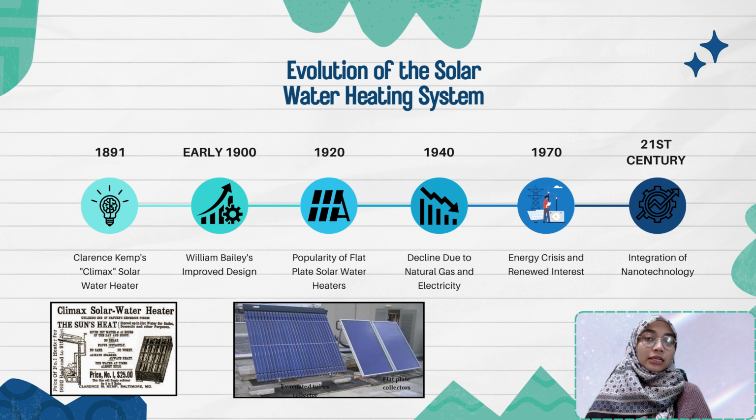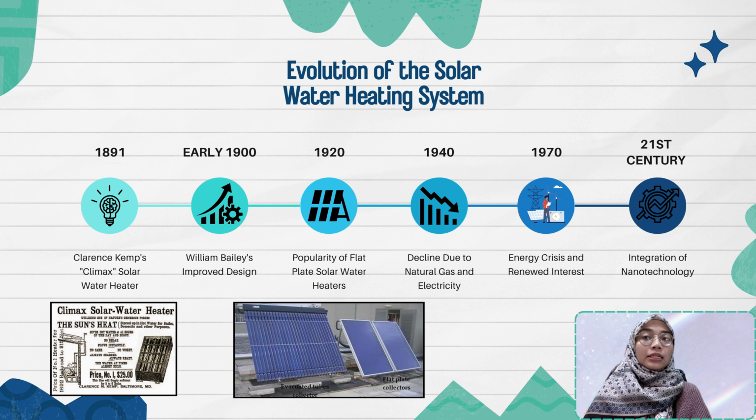Then, in the early 1900s, William Bailey revolutionized the solar water heating system by separating the water storage tank from the solar heating elements. This innovative design significantly improved efficiency and ergonomics, forming the foundations for modern solar water heaters. Next, during the early 20th century, flat-plate solar water heaters gained popularity in the United States, especially in sunny regions like Florida and California. These systems became widely used, showcasing the growing interest in harnessing solar energy.